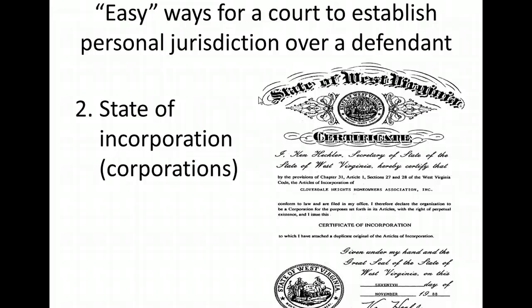For example, in Shaffer versus Heitner, the plaintiffs sued Greyhound Corporation in the state of Delaware, which was the Greyhound Corporation's state of incorporation, even though the actions that had led to the plaintiff's cause of action all took place in Oregon.